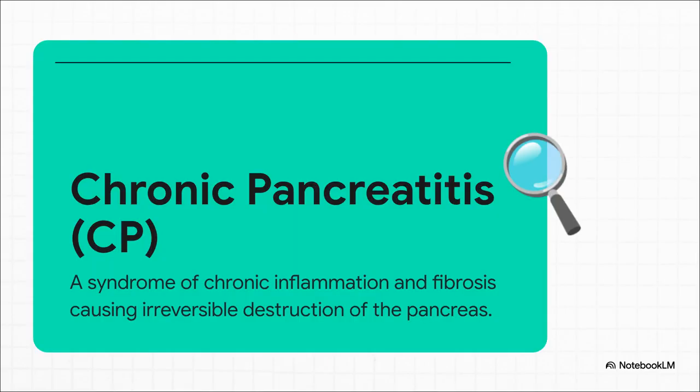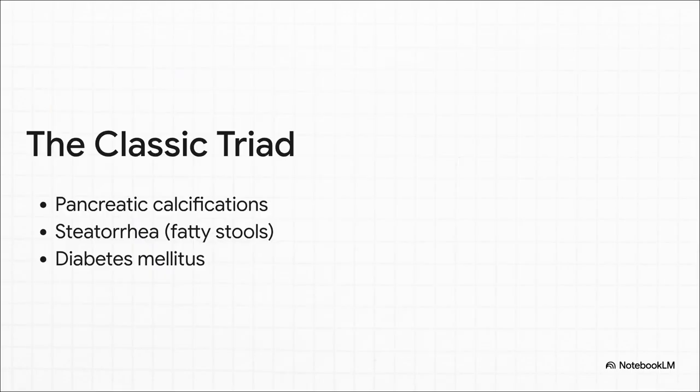So what are we actually dealing with here? The key word on this slide, the one you've got to lock in, is irreversible. See, this isn't just some temporary inflammation we're talking about. It's fibrosis, it's destruction, it's permanent. And that's absolutely crucial, right? Because it means our whole management strategy is going to be about replacing the functions that the pancreas has lost for good.